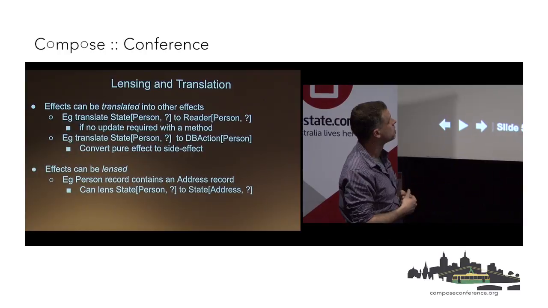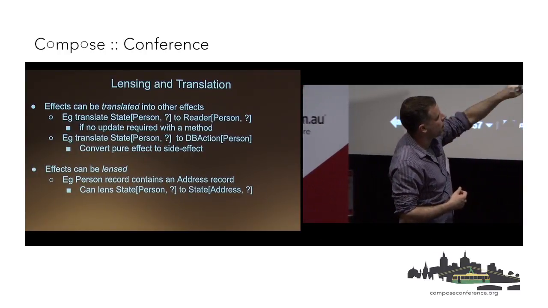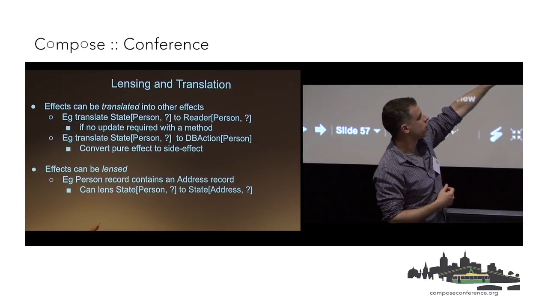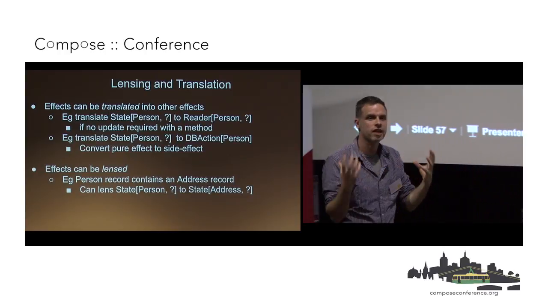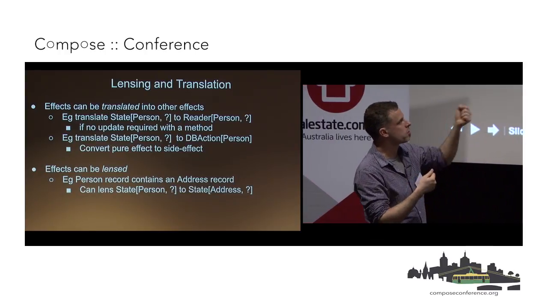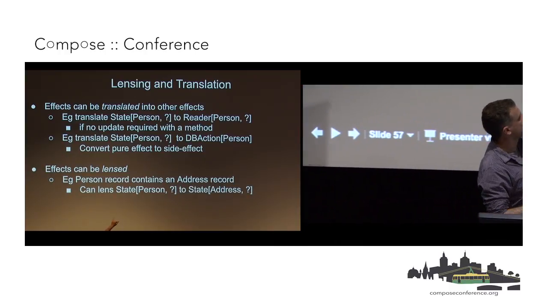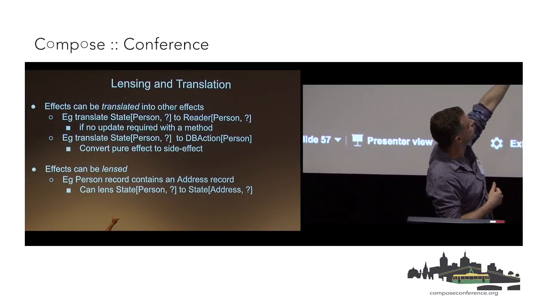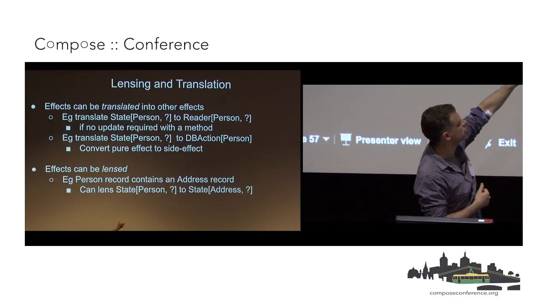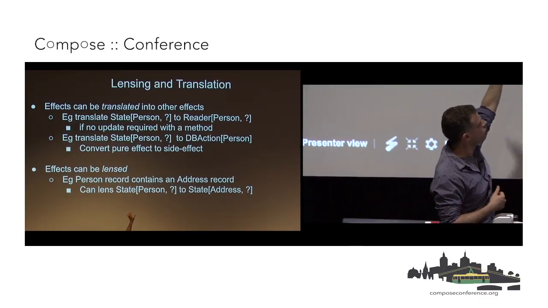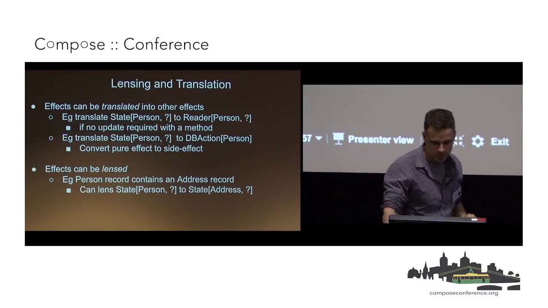For effects that have a second type, which is their focal type, you can use functional lenses. You can compose lenses with effects to lens the effect. So where you've got an effect that updates a person, you can use a lens between person and address to transform that effect into a state of address.